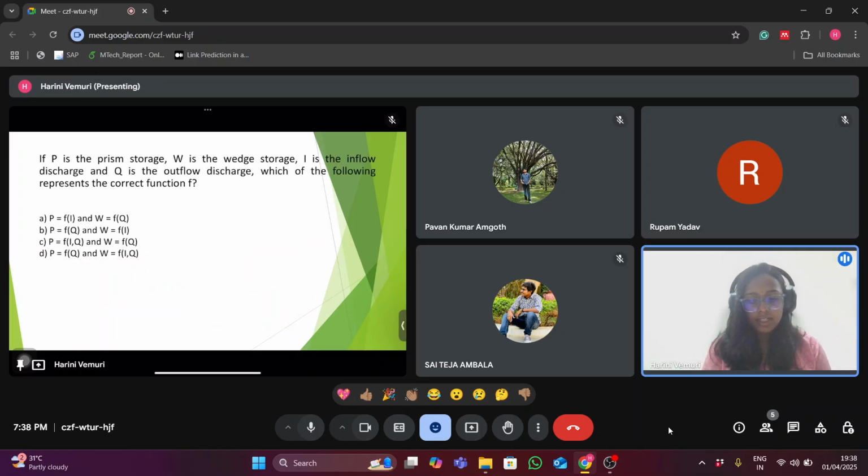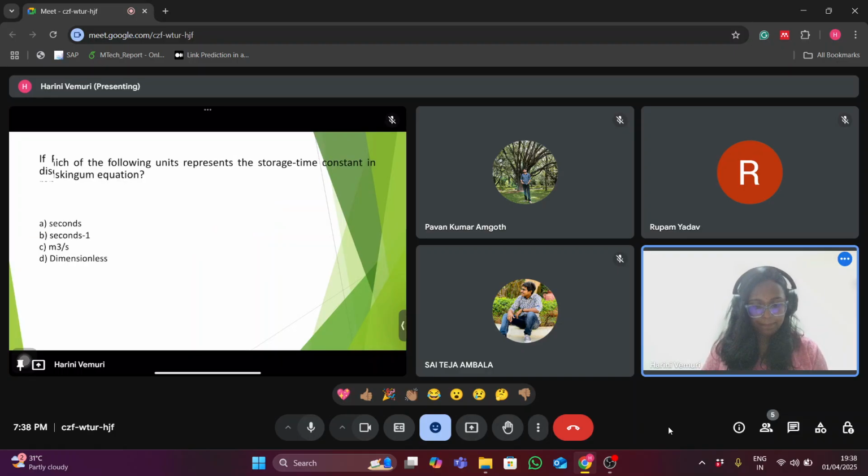Then the next question is, if P is the prism storage, W is the wedge storage, I is the inflow discharge, and Q is the outflow discharge, which of the following is true? If you remember, we have talked that prism storage is a function of outflow, but wedge storage is a function of inflow. So the answer will be option B.